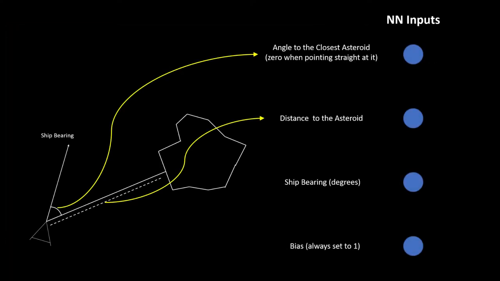The inputs to the neural net have been kept simple. The first is the angle to the closest asteroid. This will be 0 when the ship is pointing straight at it and 180 degrees when it's pointing in the other direction. This is followed by the distance to the asteroid's surface, the ship's bearing, and the bias input, which is always set to 1.